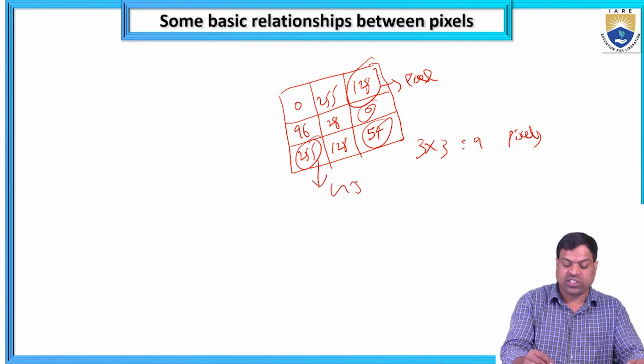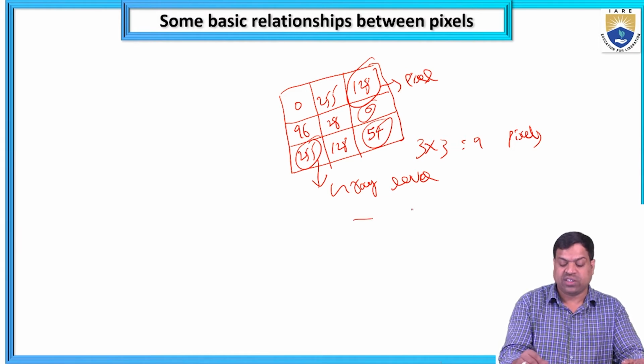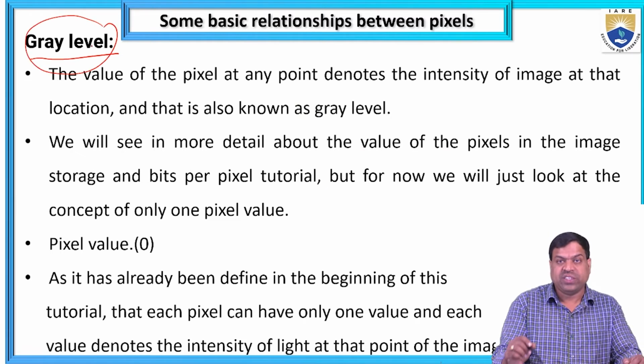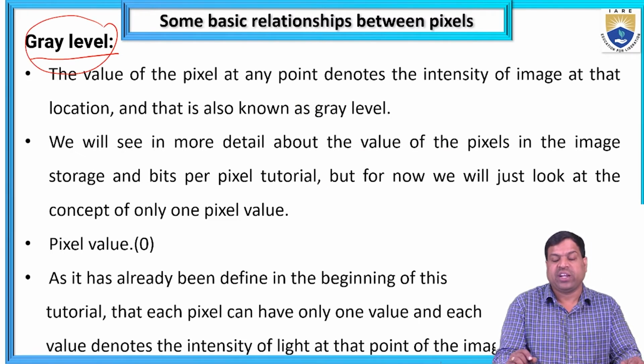So then I am calling it a gray level. Why am I calling it a gray level? Because it has an intensity value. The pixel with an intensity value is called a gray level. Suppose I have a pixel without any intensity value, so nothing is there, that is empty. Then I don't call it a gray level.